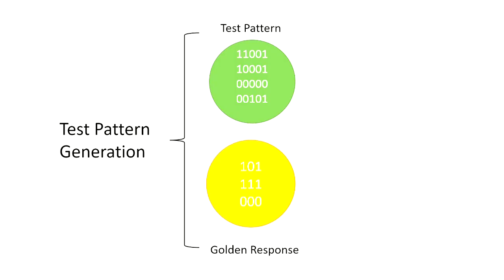So here you have your test pattern generation. Like I said, this is your test pattern, this is your golden response. For this test pattern, say 11001, the correct response should be 101, and so on. So you have to figure out that for this input, this is the correct output.